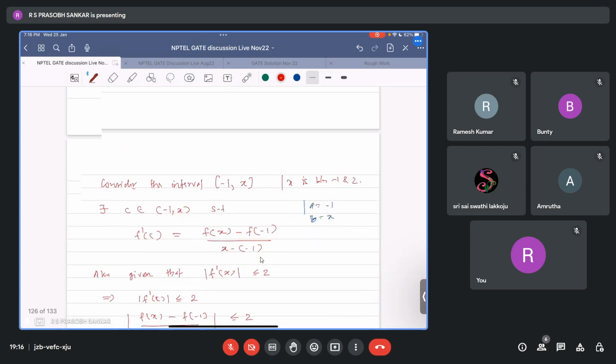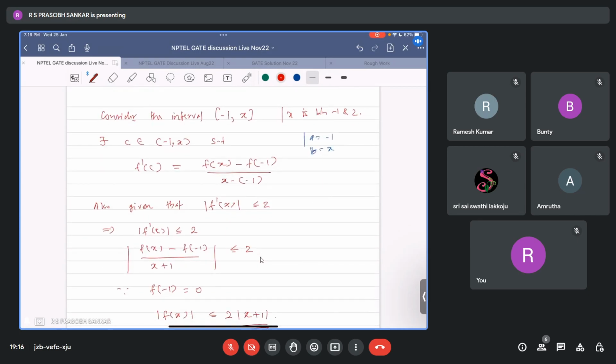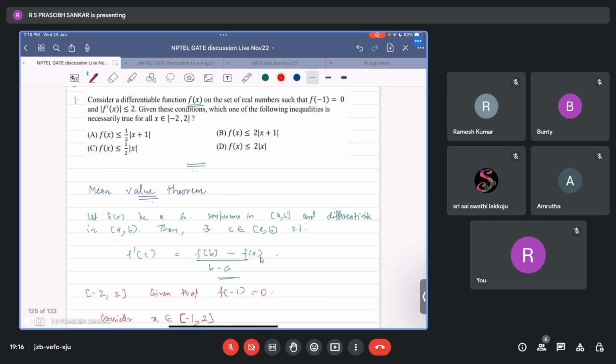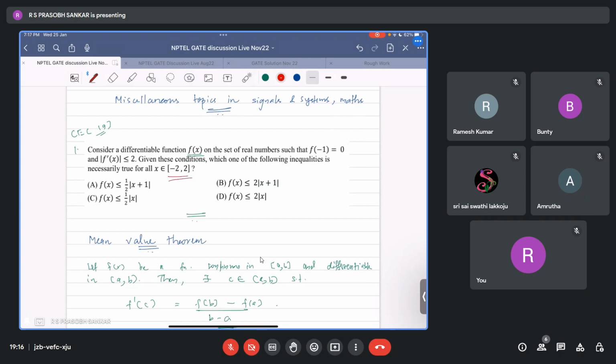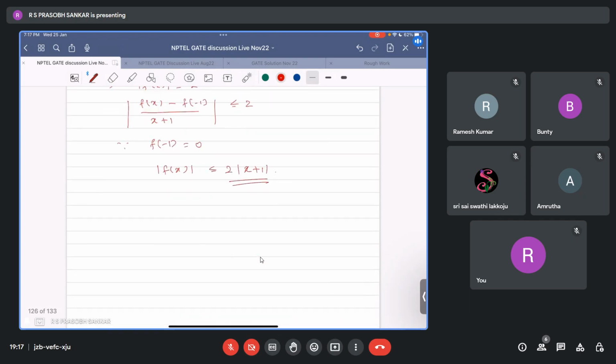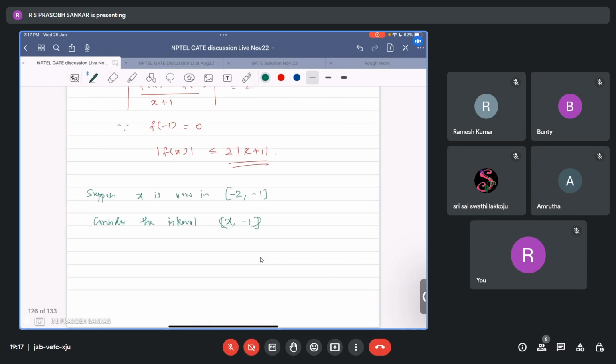It's okay, right? So right now we have considered the interval from minus 1 to x. Now the question is for x in the interval minus 2 to 2. But that is easy. We can do the same thing for the other case also. Suppose x is now in minus 2 to minus 1. Then consider the interval x to minus 1. Then again the same thing you can do.